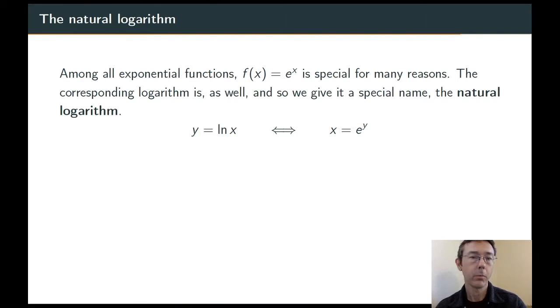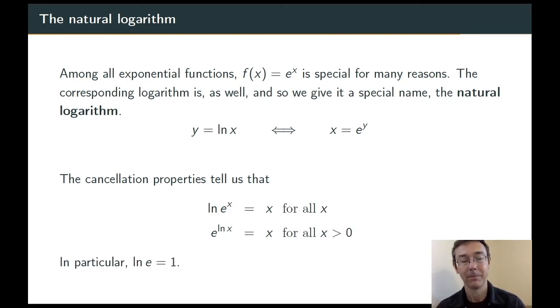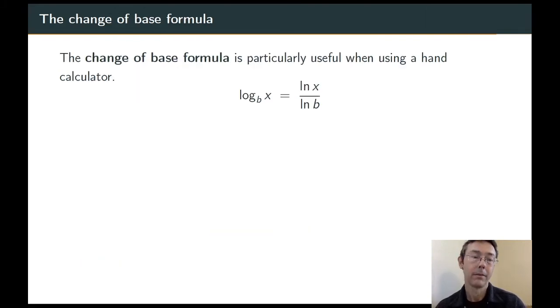We have one special exponential function, y equals e to the x. Accompanying that is one special logarithm function, the natural log, y equals ln of x. y equals ln of x just means x equals e to the y. We have cancellation properties, of course. The natural log of e to the x is just x for all x, and e to the ln of x is just x for all positive x. So those are just the same cancellation properties we saw earlier, just written in terms of natural log and e to the x. In particular, you should remember that the natural log of e is equal to 1.